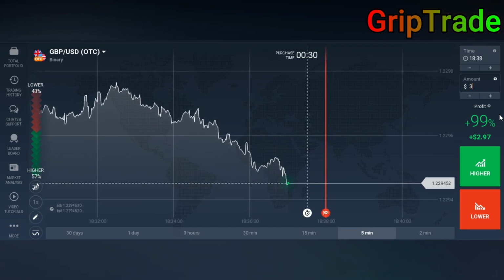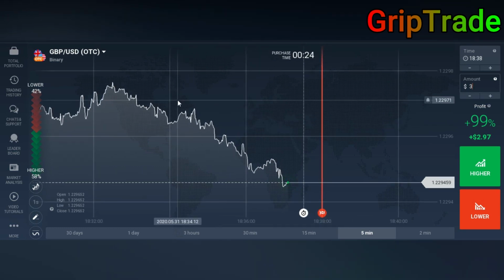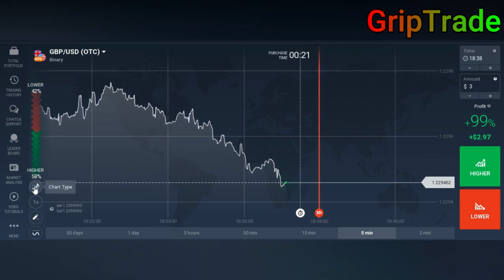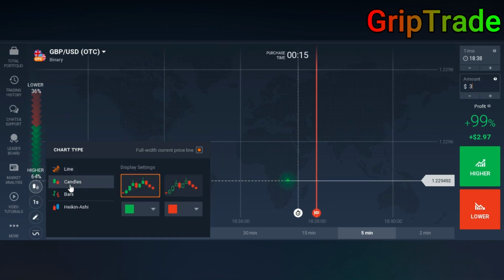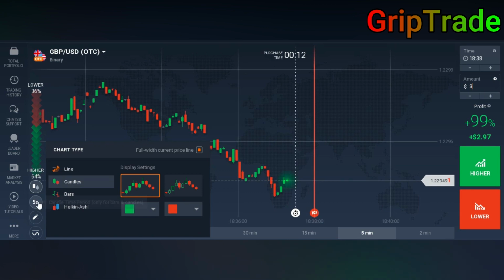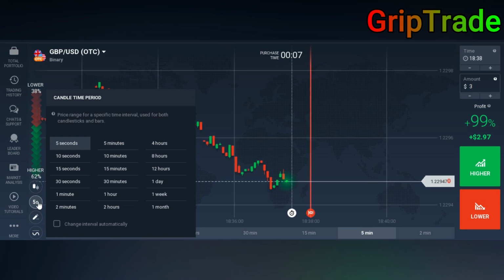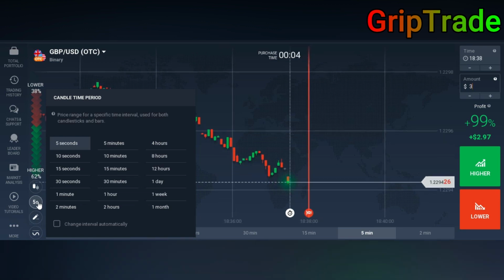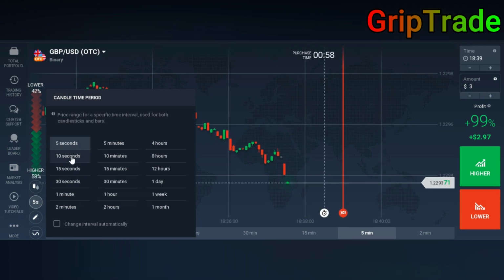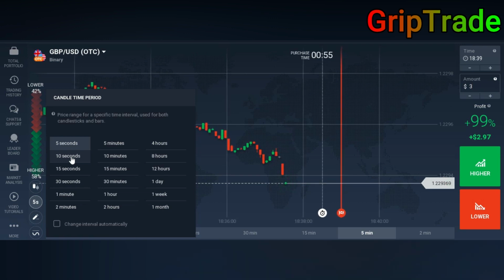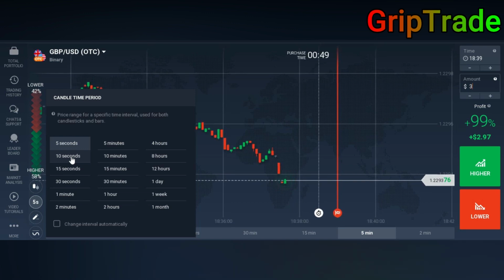So what you need to do is simply open your broker window and open your chart type. It should be candles. Yeah, it should be candles. Okay, so the candle time period we need to apply for this particular strategy would be 10 seconds. You can operate it on bigger time, but it's more convenient and gives good consistency on 10 seconds. There you go.